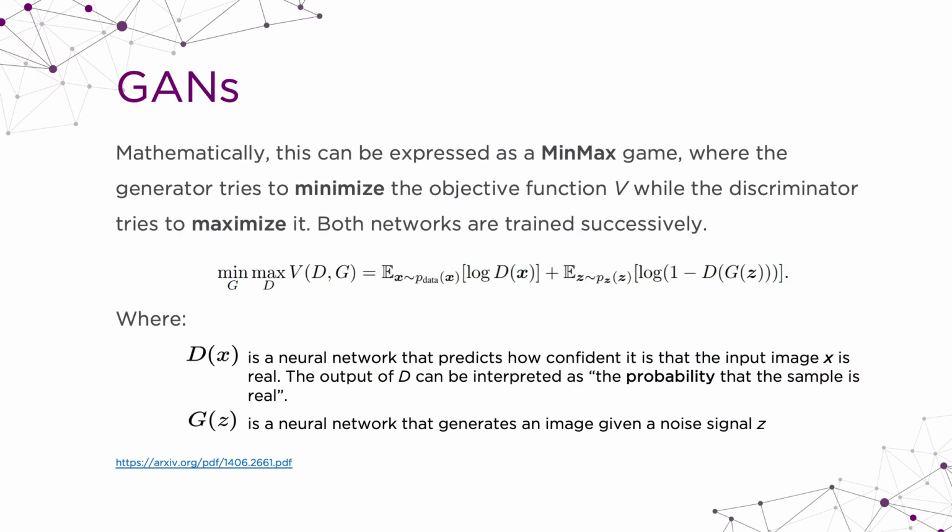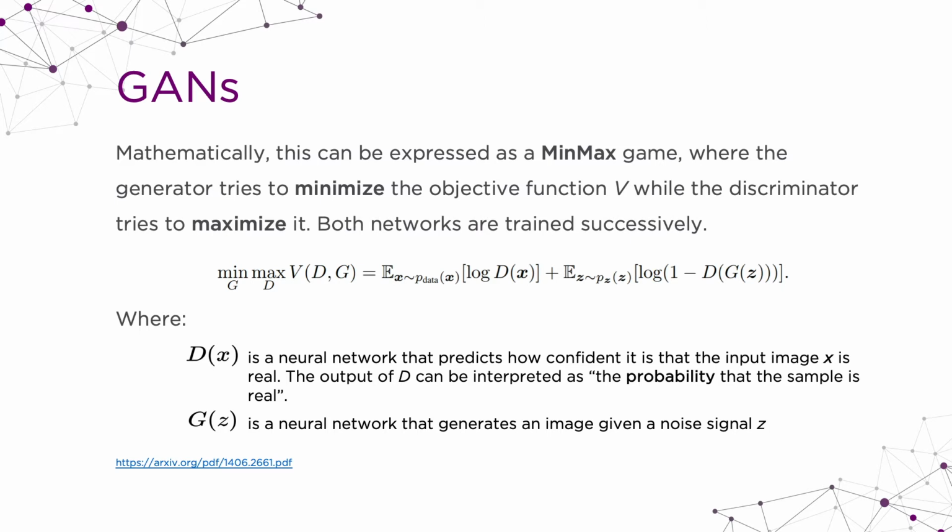Mathematically, these can be expressed as what's known as a min-max game. We have, again, these two networks pitted against each other, and we have a generator trying to minimize an objective function, which we define here, while the discriminator is trying to maximize the objective function. Simultaneously, the generator is trying to fool the discriminator, and the discriminator is trying to figure out how the generator works. This is the whole equation behind the original GAN implementations.